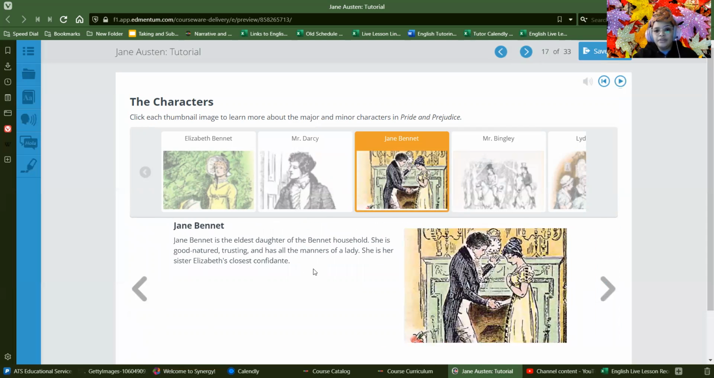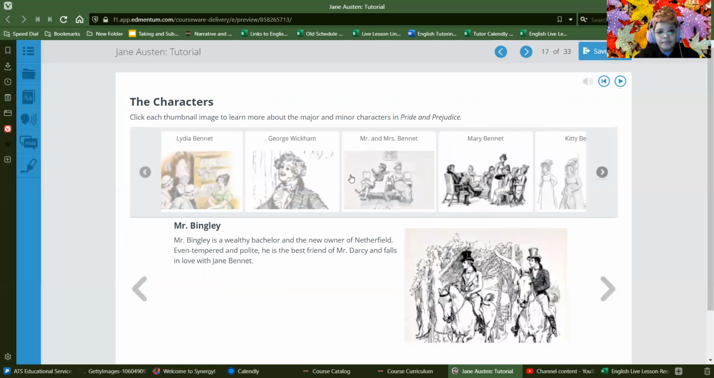We have Jane Bennet, which is the eldest daughter of the Bennet household. She's good natured, trusting, and has all the manners of a lady. So she's like the ideal lady for this time period. And she is her sister Elizabeth's closest confidant. So, closest confidant means that Elizabeth tells all her secrets to this sister. So, you're probably going to learn more about Elizabeth through what she says to her sister.